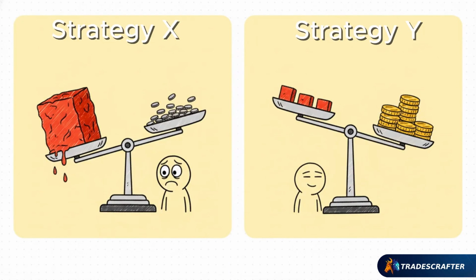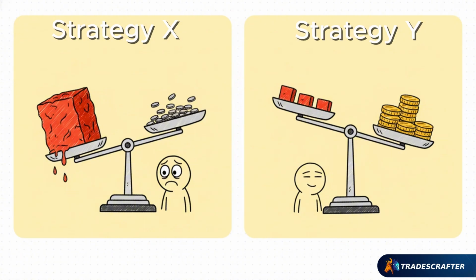Next up, let's bust a myth about win rates. Everyone loves a high win rate, right? Look at Strategy X. It wins 90% of the time. Amazing. But the average win is tiny, and the average loss is a killer. Over the long run, this is a losing strategy. Now look at Strategy Y. It only wins 40% of the time, which can feel really tough. But because its wins are so much bigger than its losses, it has a positive expectancy.